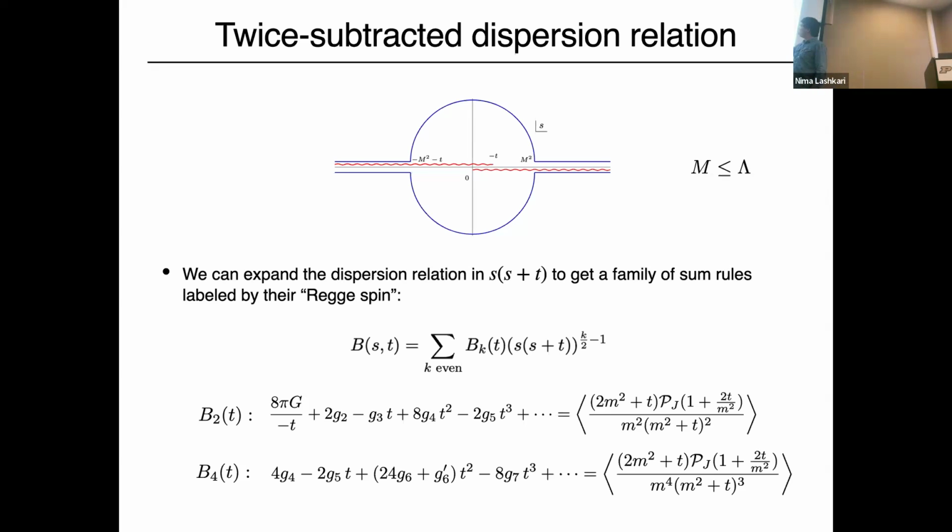The sum rules always have this structure where on one side it only depends on your EFT couplings, these g2, g3, etc. They're all couplings in your EFT, and also G Newton. And on the other side, it's some non-trivial sum of your high energy data.